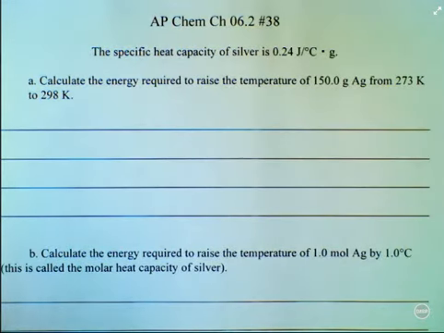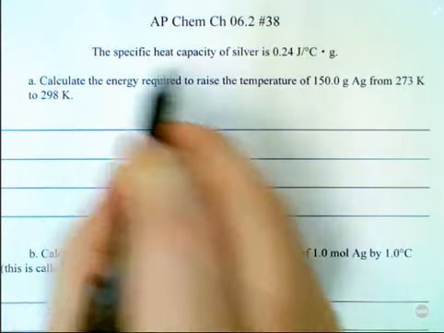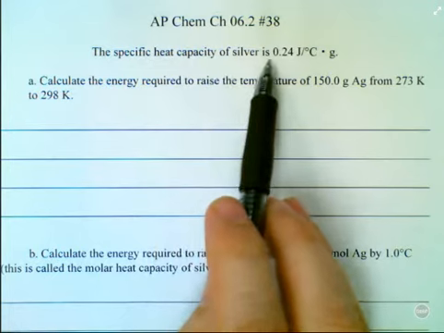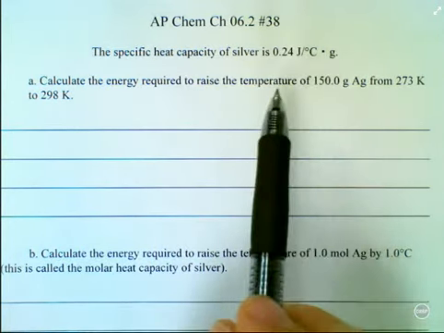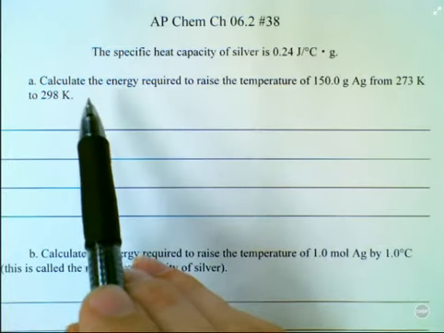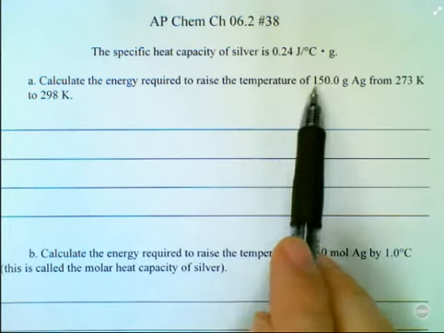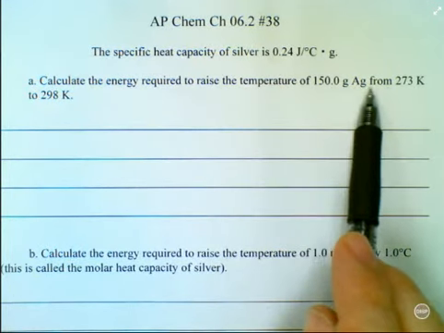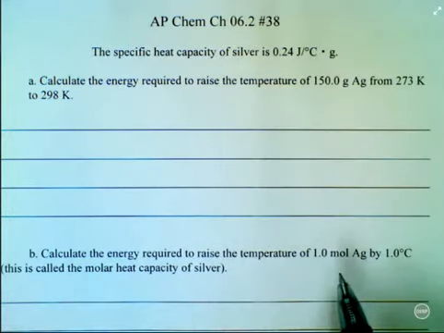This is number 38 from chapter 6, section 2 in the back of your book. It's a specific heat problem. The specific heat capacity of silver is 0.24 joules per degree Celsius gram. A. Calculate the energy required to raise the temperature of 150.0 grams of silver from 273 Kelvin to 298 Kelvin.